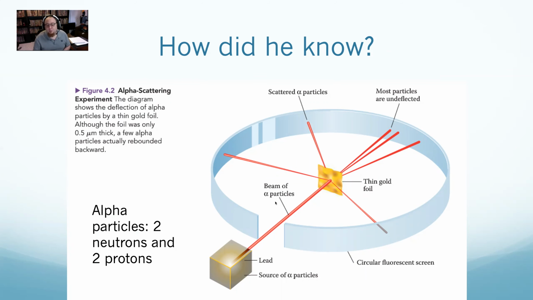And what they found is when they shot alpha particles at this gold foil, most of them went straight through, like nothing happened. They just went straight through, undeflected. But every once in a while, some of the alpha particles would deflect and go shooting off at large angles, like they hit something.